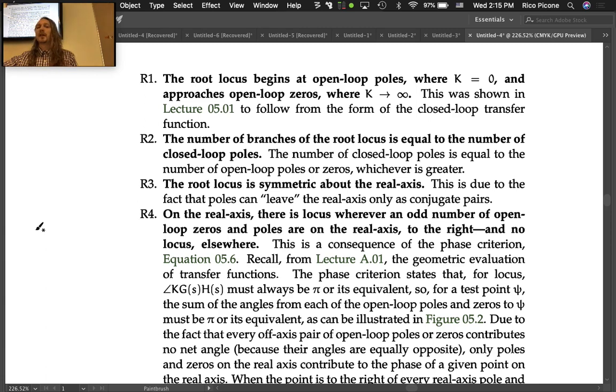Okay, good. The second rule is that the number of branches of the root locus is equal to the number of closed loop poles. The branches are essentially created by a pole location that's swept through when you vary the gain. Okay, so you can think of there being like an Etch-a-Sketch.